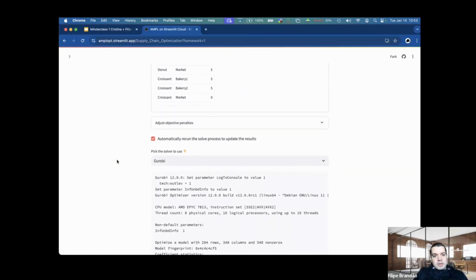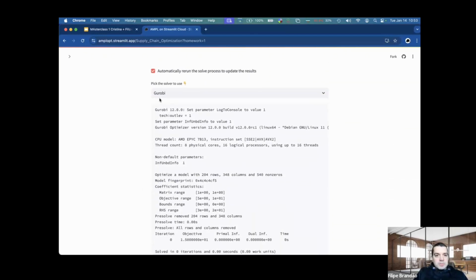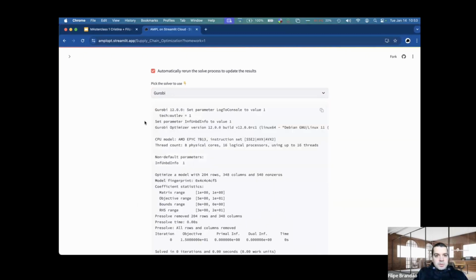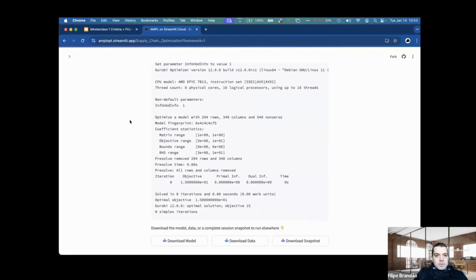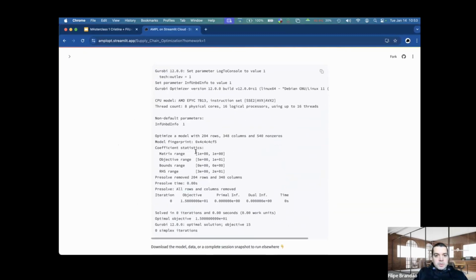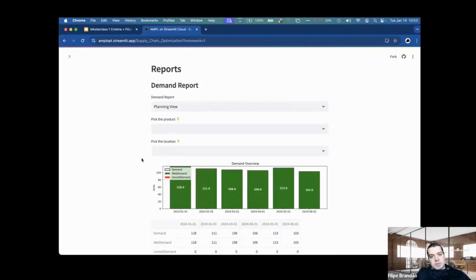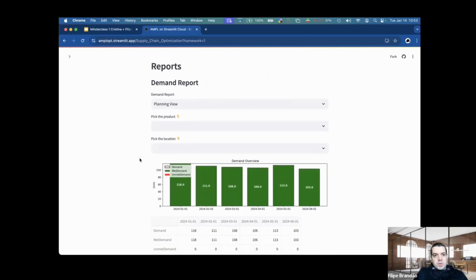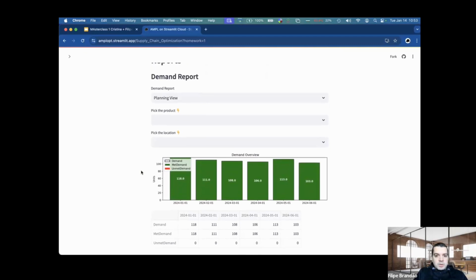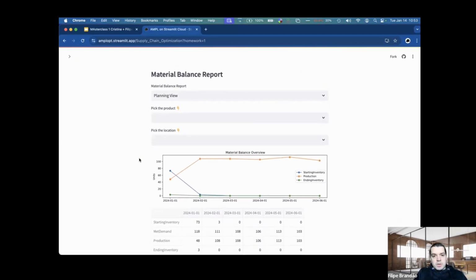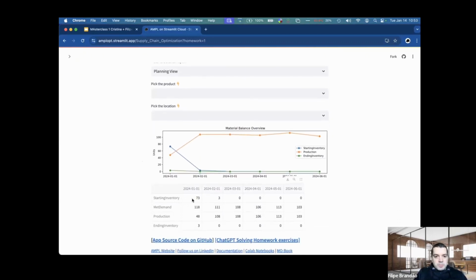Once you have model and data, you are ready to pick a solver. Here we have the solvers from that list. In this case, we are using Gurobi. The solver is used to solve the problem. And once that is done, we can retrieve the results and then show some visualization. In this case, we are using some charts for a demand report and for a material balance report, where you can see the evolution of the various values over the different time periods.